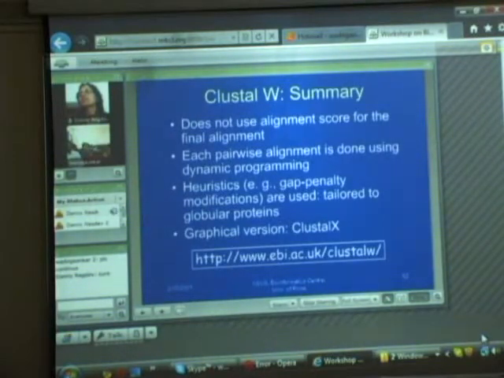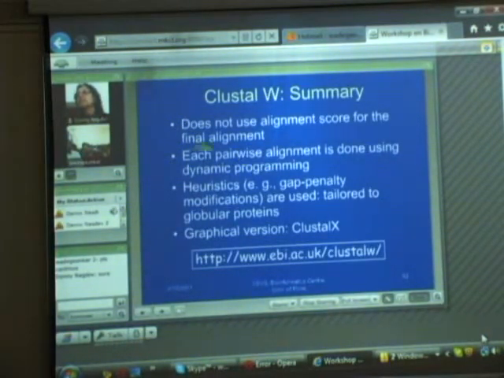So as a summary, I would like to say that Clustal is a very, very useful, highly accurate tool for multiple sequence alignment of proteins, DNA, and RNA. It does not use the alignment score purely per se for the final alignment. What it uses for the final alignment is the guide tree, according to which it does the final progressive alignment.